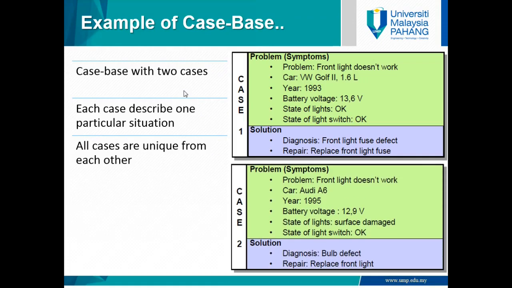As we already discussed in the earlier slides, the set of cases is stored in the case base. So here is an example where we have a case base that includes two cases, case 1 and case 2. Each of these cases describes one particular problem or situation. Case 1 describes a problem and case 2 describes a problem that is different from case 1. So all cases in a case base are unique from each other, in which each case should have unique characteristics in terms of specification: attributes along with their values should be unique, and the solution as well should be unique from the other case.